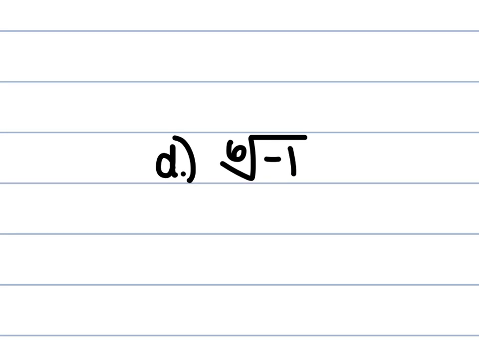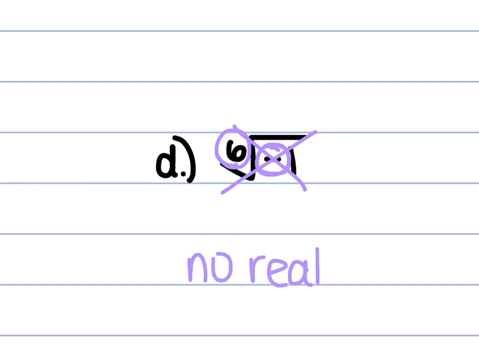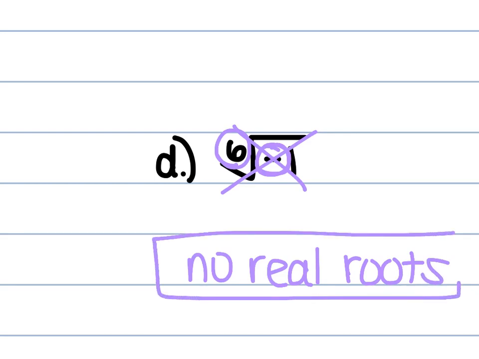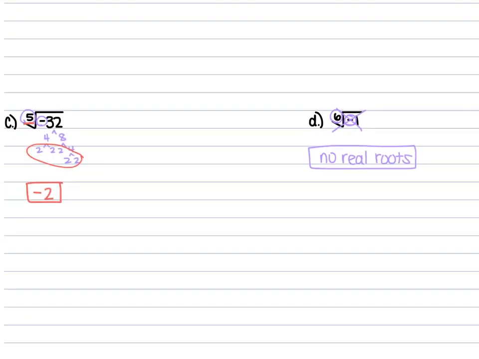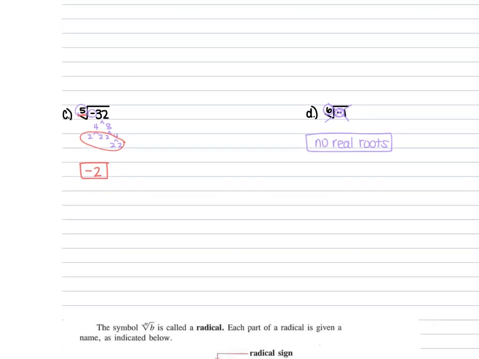For D, we have the 6th root of negative 1. Because this is even, this sign here tells you that you cannot do this. So there's no real roots. If there is a negative underneath that radical sign and your index is even, it's not possible. You cannot do it.